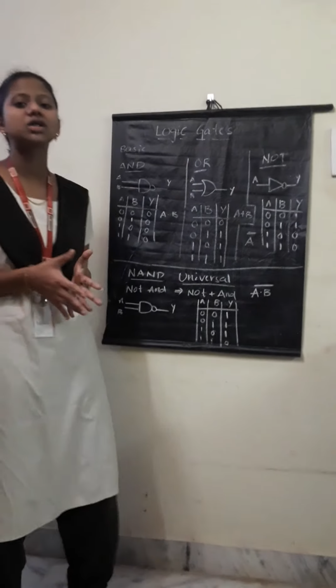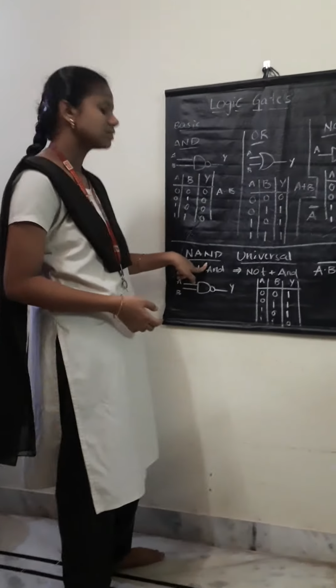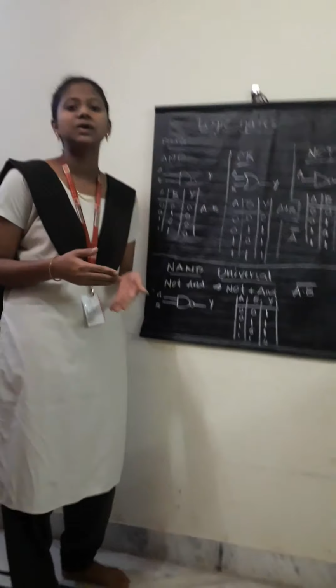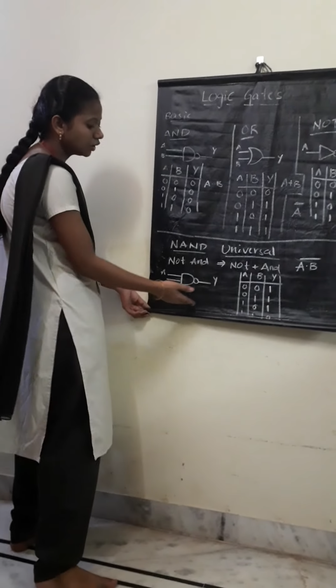Now coming to universal type of gates. The first type in the universal type of the gate is NAND. NAND is nothing but NOT AND. It means NOT plus AND. So here it is the logic design circuit of the NAND gate.